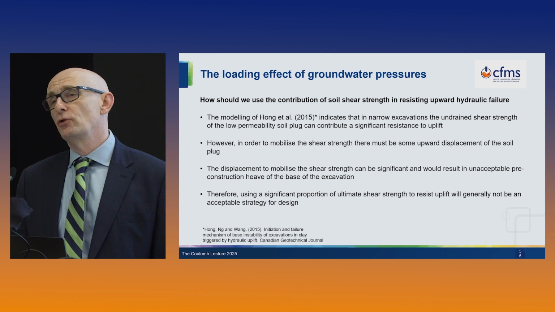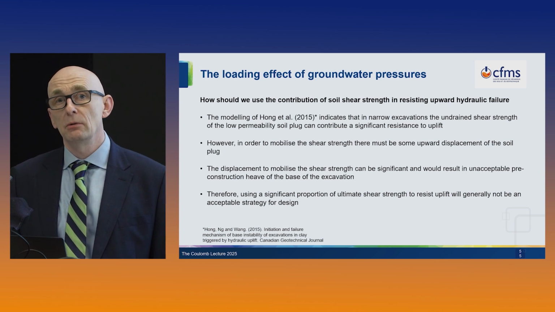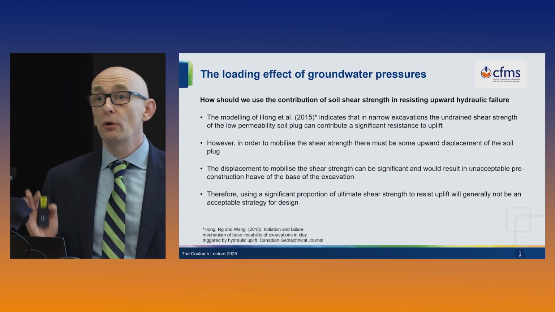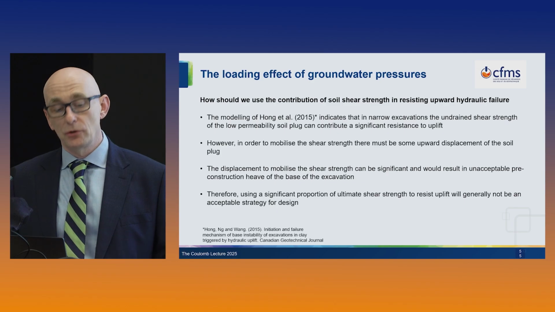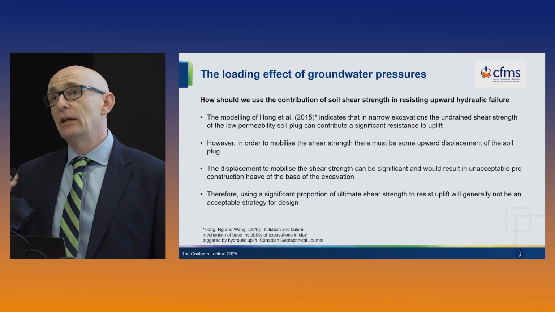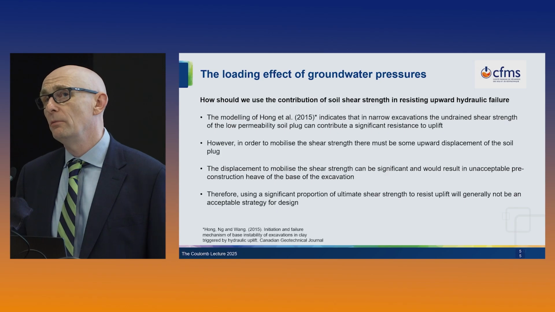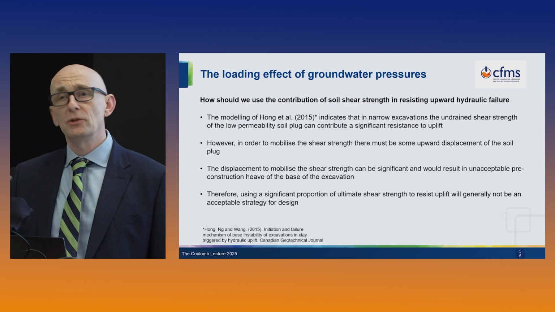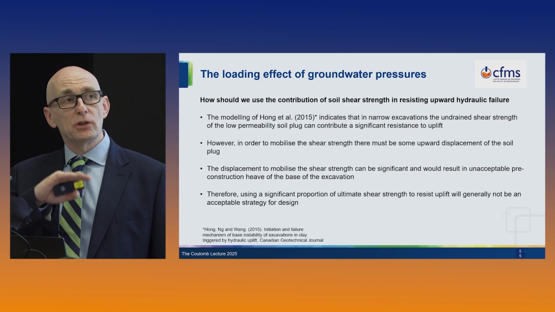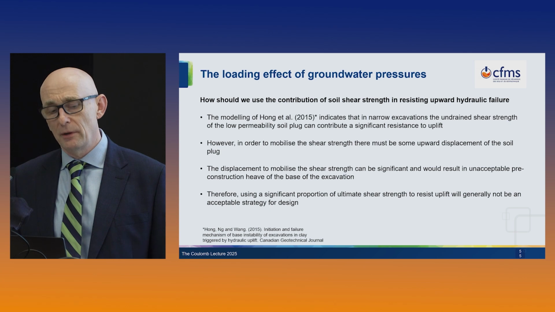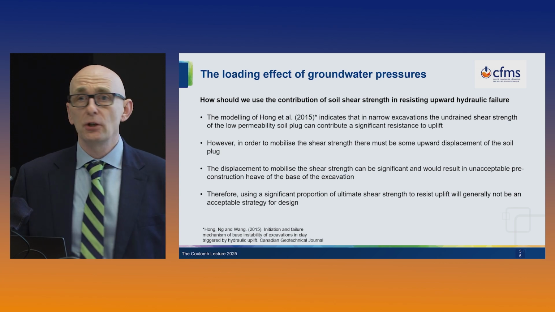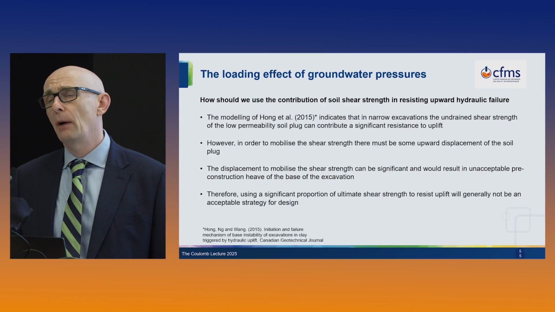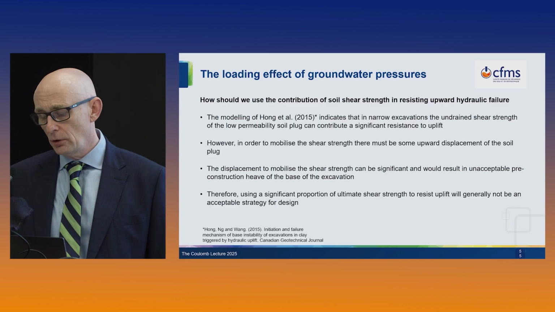So what should we do about trying to apply soil shear strength into these calculations for basal failure? Because the modelling of Hong et al. does show that for narrow excavations, the soil shear strength does contribute. But conceptually, in order for that shear strength to be mobilised, there needs to be some upward movement. And I think that makes this a very problematic case, because if you need upward movement before the excavation will be stable, that makes constructing the bottom of a basement or the bottom of a shaft at precise level very difficult. So my general recommendation is that I don't like to use any significant proportion of soil shear strength in the factor of safety calculations. I would normally want to be basing the calculations purely on soil weight alone.